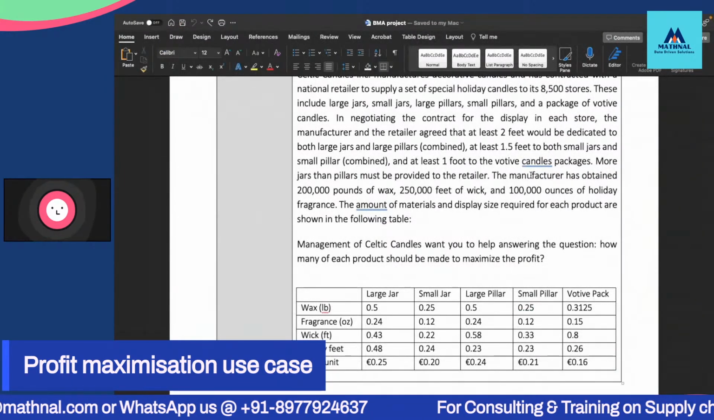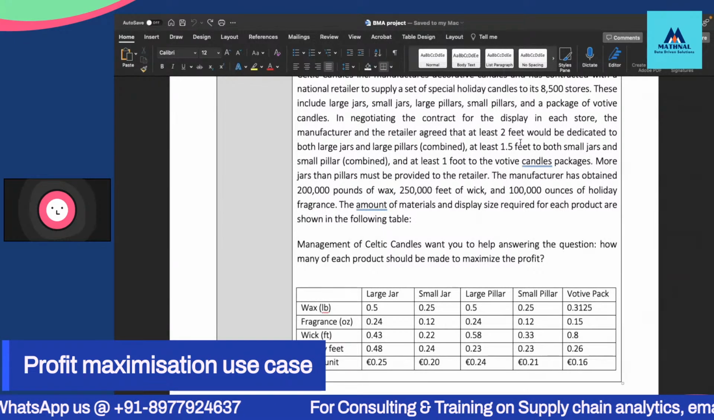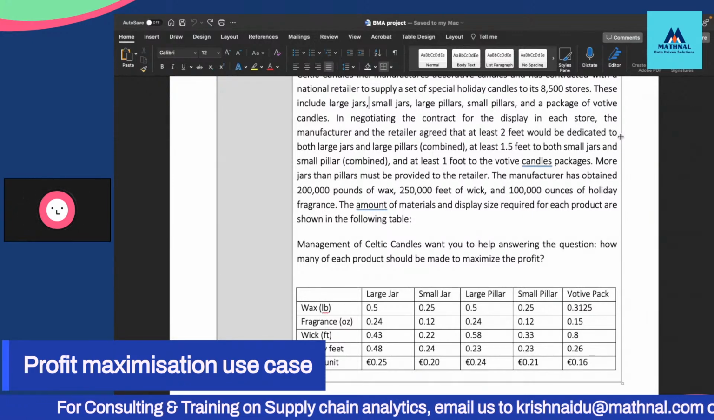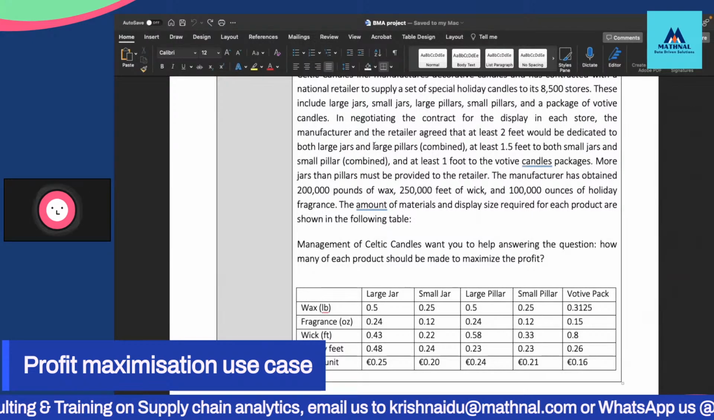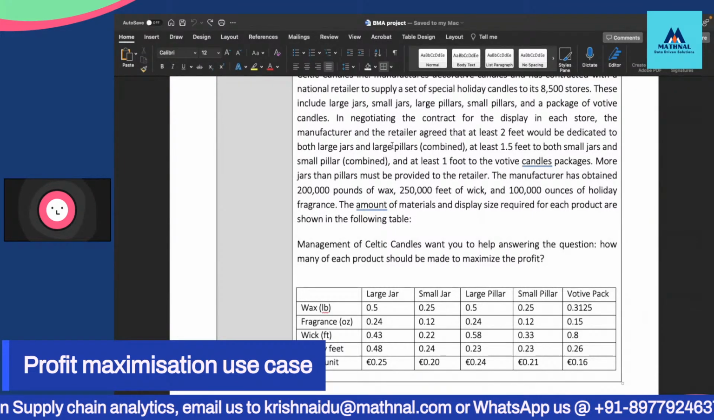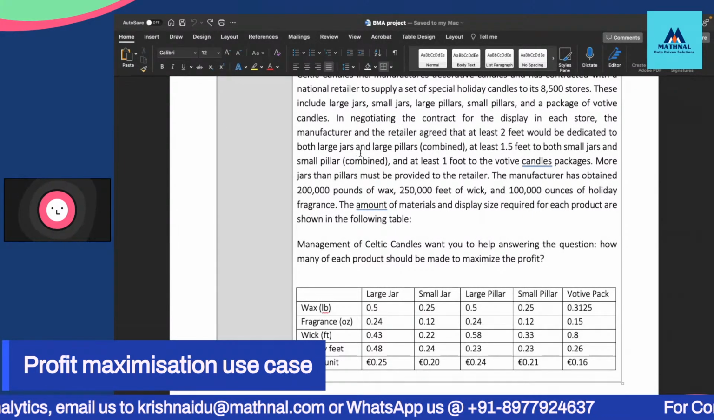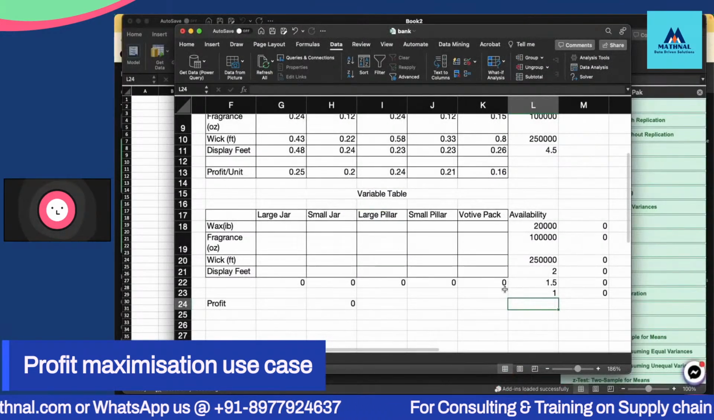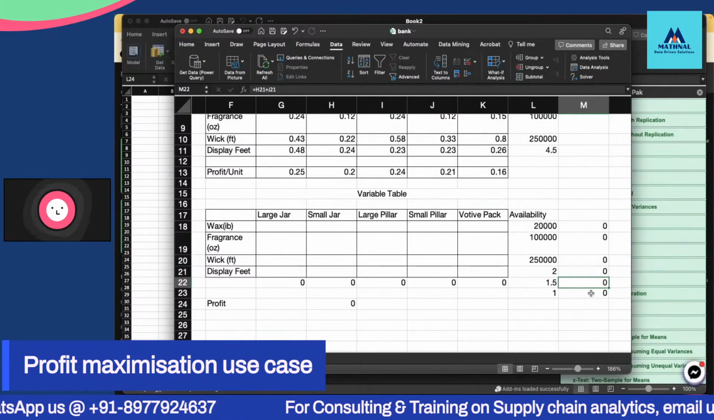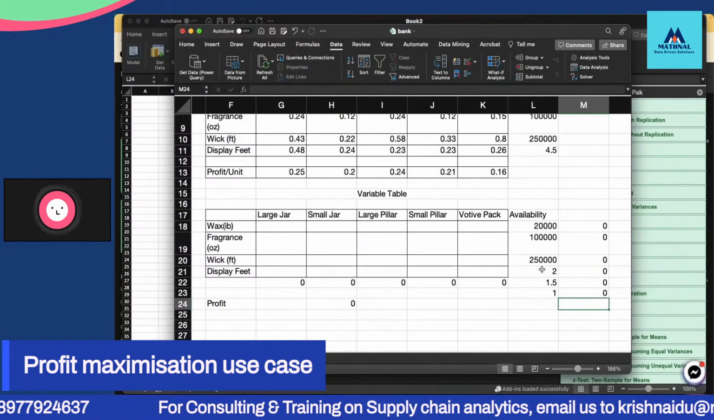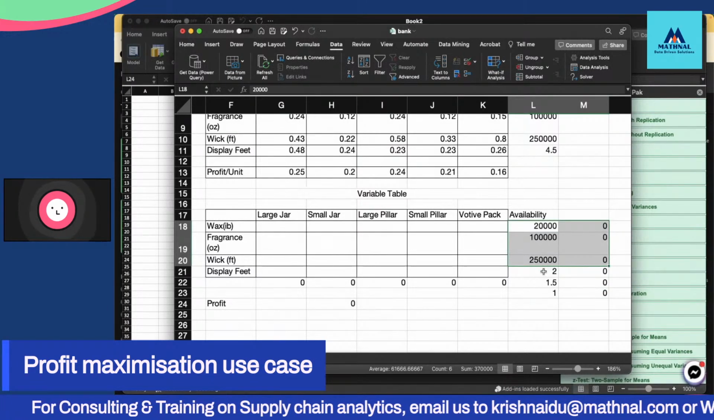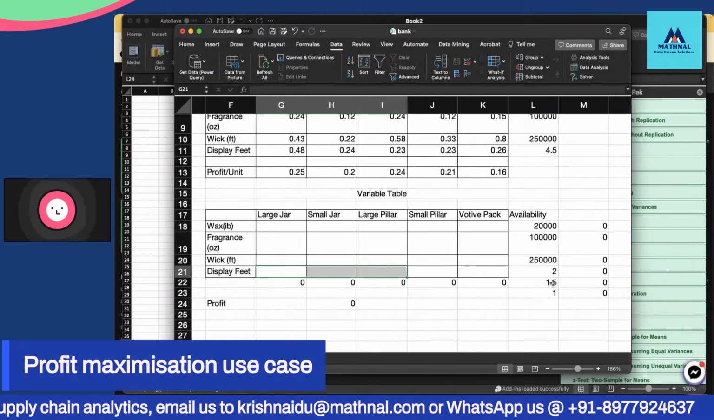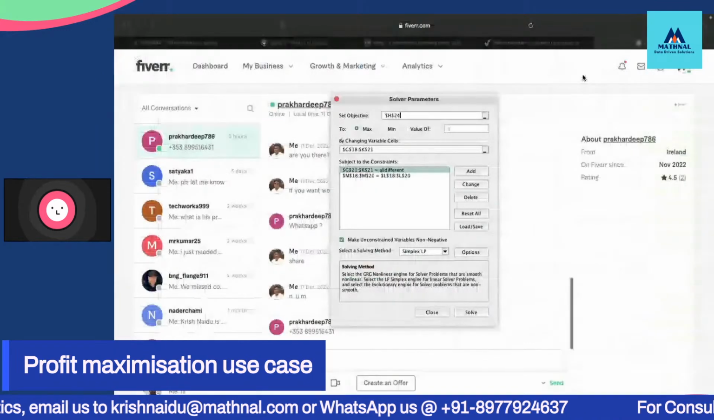The large jar and the small jar. At least 2 feet would be dedicated to both large jars and large pillars combined, and 1.5 to both small jars and small pillars combined, and 1 foot to the rest. So that is what we are seeing here, right? So we have given the condition for this. Now we're going to give the condition for these three separately. What we tried earlier was giving the combined condition of 4.5 feet. Now we're going to give separate conditions for all of them.